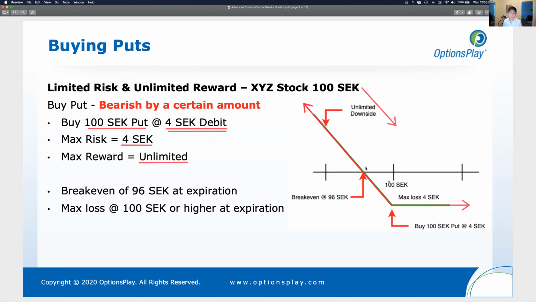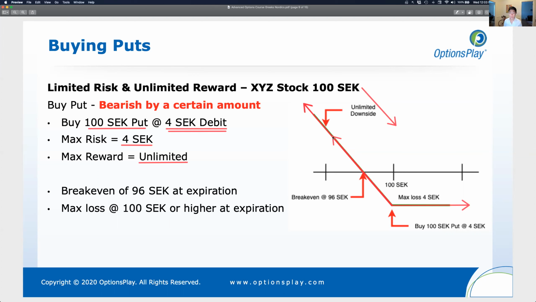Now, this risk profile for many investors is very attractive, to be able to get unlimited gains with limited risk, but the challenge is the fact that because you paid 4 crowns for it, the stock needs to move at least 4 crowns just for you to break even, which means that you have to believe the stock's going to go to 95, 94, 93, 92 crowns before you actually make a real profit on that trade.